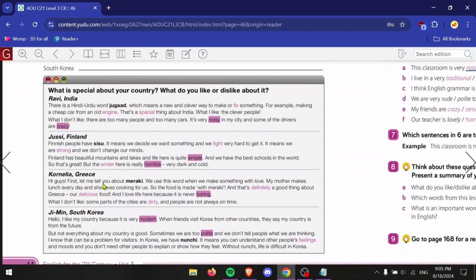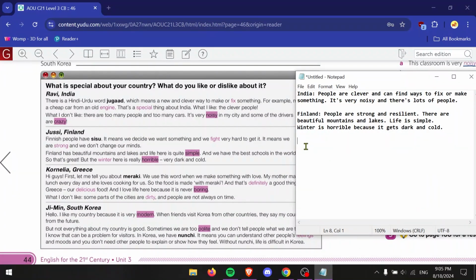Let's go to Greece. For Greece, we can say something like, okay, so the food is really good. So we'll say something like the delicious food is made with love. Life is never boring. There's always something to do or someone to talk to. People are, however, usually not on time. They're not punctual. And some parts of cities are dirty.